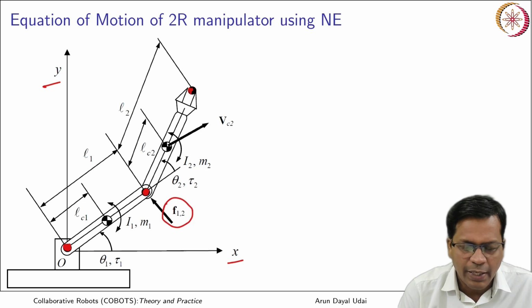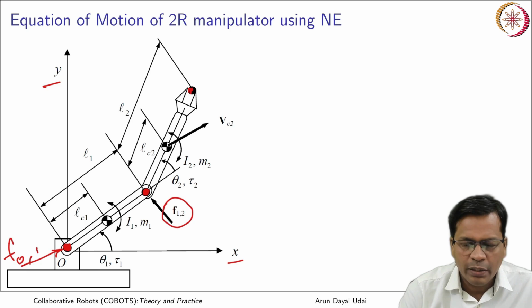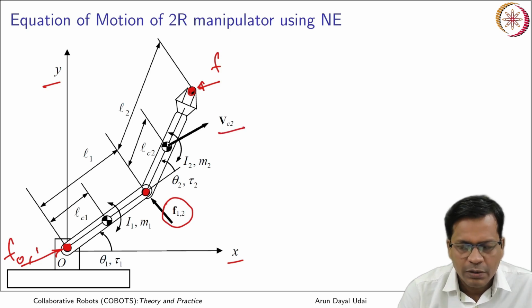F12 is the interaction force between link 1 and link 2. Similarly, there would be F01, that is between the ground fixed frame and the link 1, and this is your F from external force, that is not considered here, that is considered as 0. Vc2 is the center of mass velocity. So, these are the center of mass locations.